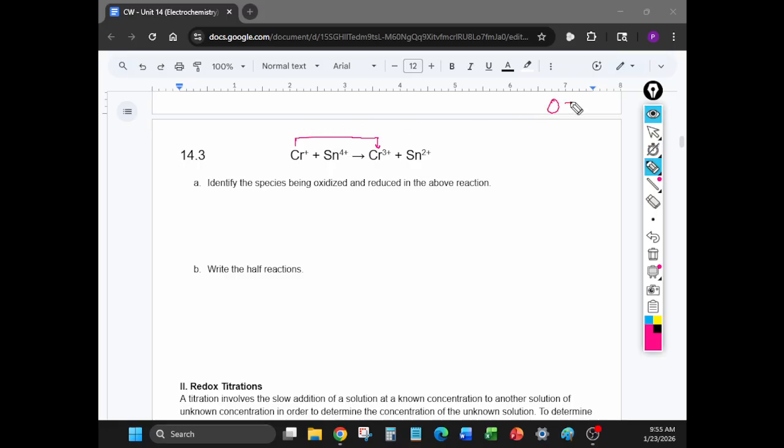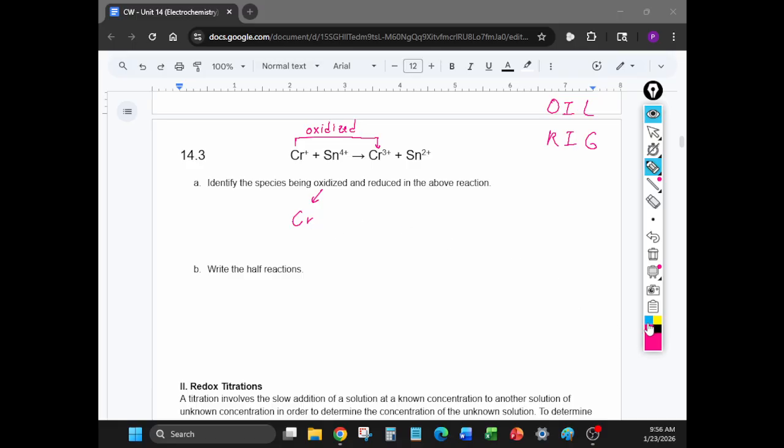Now, if you remember our acronym OIL RIG, oxidation is loss and reduction is gain. Losing electrons is losing something negative. If you lose something negative, you become more positive. So if you take a look at chromium, we can see that it became more positive. So that means chromium was oxidized. So for part A, chromium is oxidized.